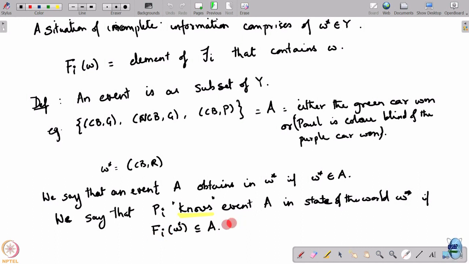So when does player I know an event in the state of the world omega star? That is answered by looking at this inclusion. Player I knows event A in state of the world omega star if Fi of omega star is a subset of A.